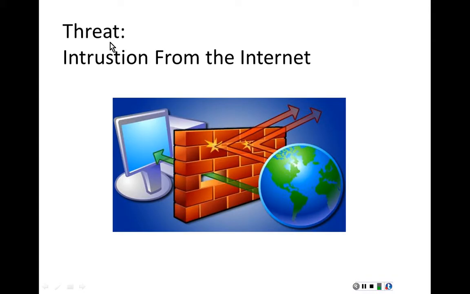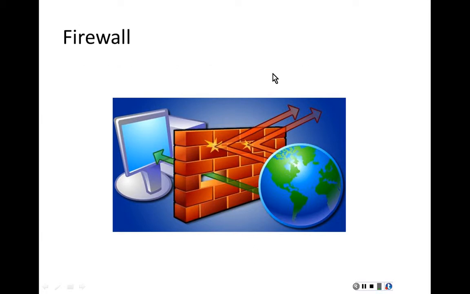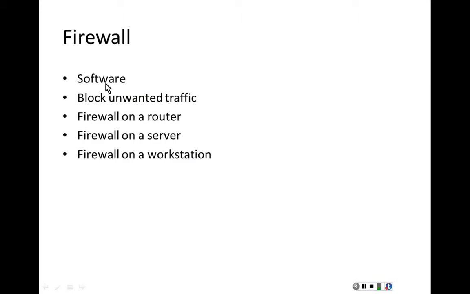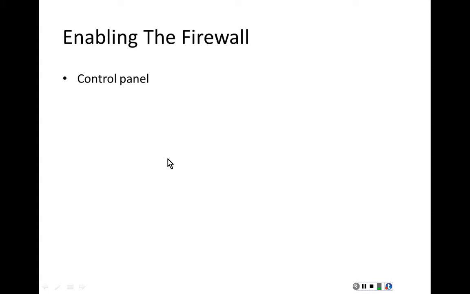Now let's discuss another threat, the threat of intrusion from the internet. A firewall. What is a firewall? A firewall is a piece of software which is used to block unwanted traffic. Frequently internet traffic, incoming internet traffic. We can configure a firewall on a router, configure a firewall on a server. We can even configure a firewall on a workstation.